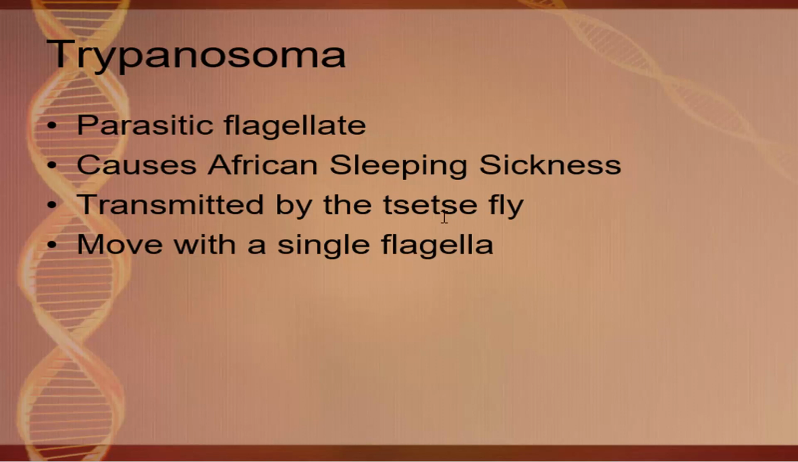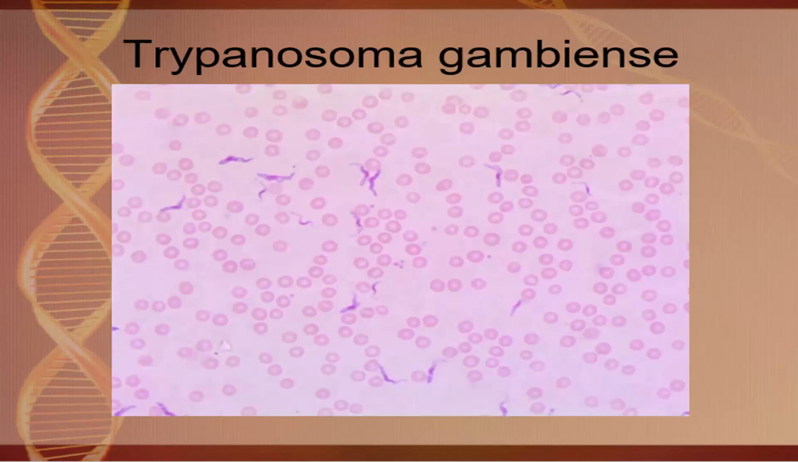The tsetse fly is the female. The female tsetse fly is like a female mosquito. They have to have blood. They have to feed on blood before they can lay eggs. And this one is fairly easy to get rid of. You take an antiparasitic drug that gets into your bloodstream and it will kill these parasites.